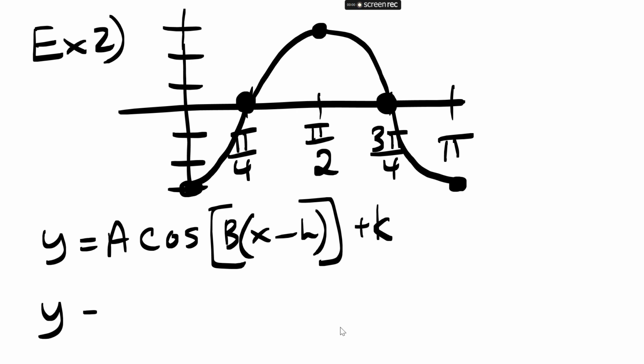So first things first, the a value. So the amplitude is 3, right? Because it goes up 3, goes bottom 3, and it starts low. So you know it's a -3 for the a value.